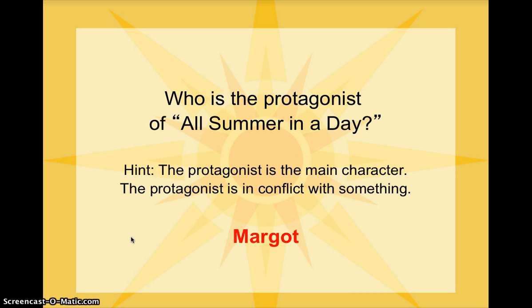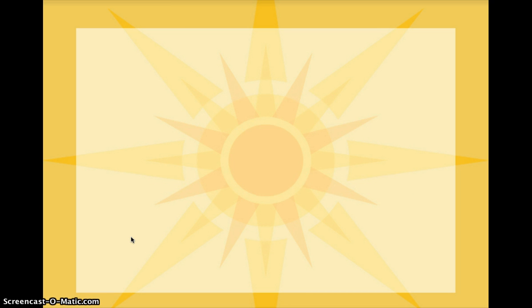You guessed it, it's Margot. Margot is the main character of the story and she is in the conflict, so she is the protagonist. And she is the one we are going to focus on to find out how Ray Bradbury reveals the personality of this character in his story.